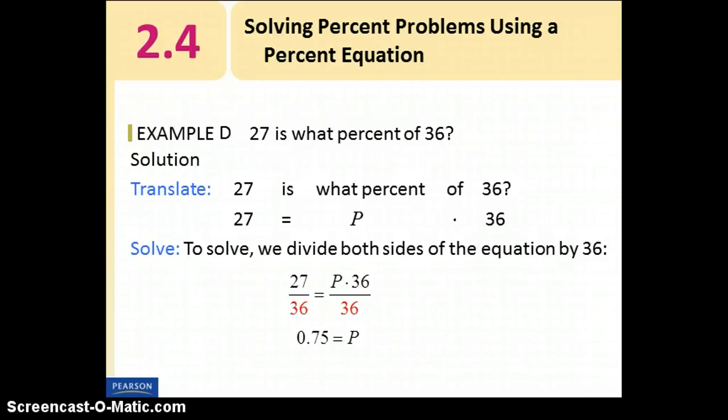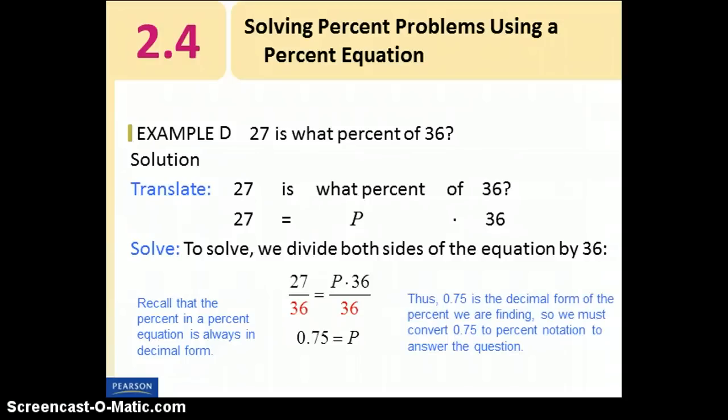0.75 for p. Now remember that p represents a percent, and the percent is always in decimal form in our equation. This is why I tend to use p whenever it's the percent I'm trying to find. It helps remind me that I will have one more step after solving the equation, and that is to convert that decimal form into percent form. Thus we find that 27 is 75% of 36.